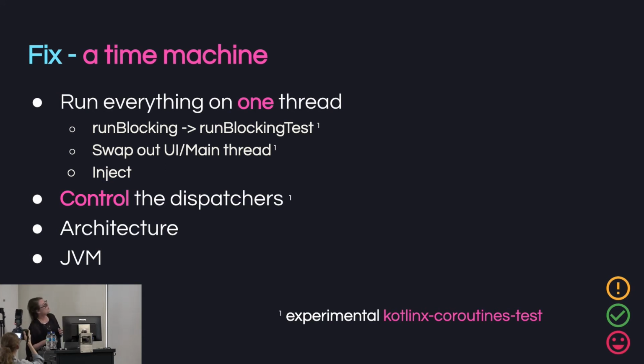Some of these things we could do before, but luckily Google has provided this experimental kotlinx coroutines test library, which allows me to do run blocking test and has got some awesome dispatcher controls. And I don't care that it's experimental because it's only going to be in my test code. I'm never going to ship it.